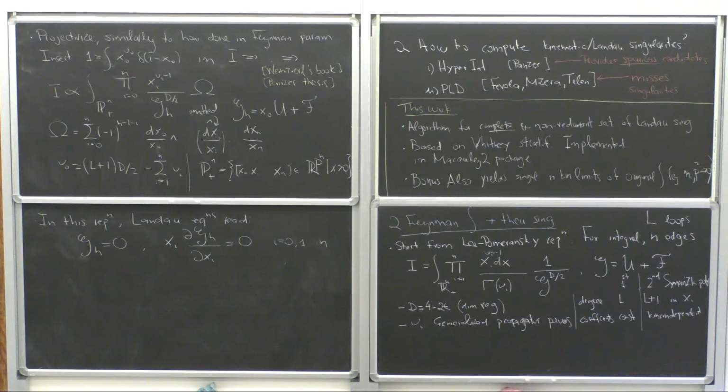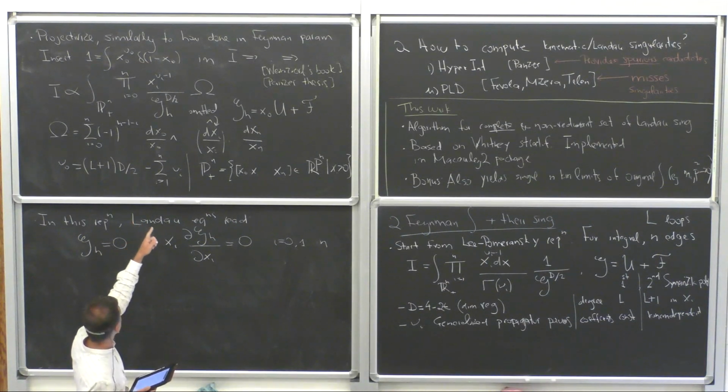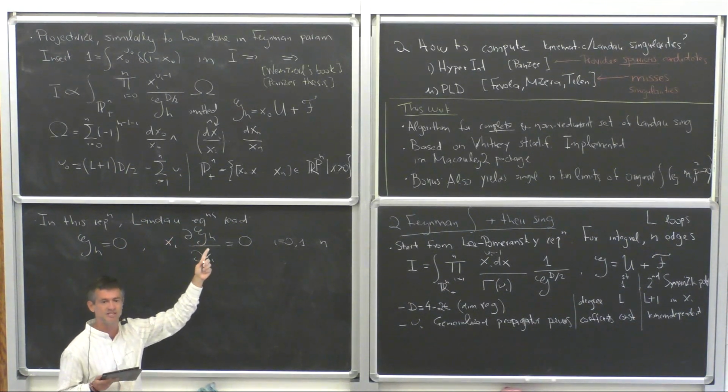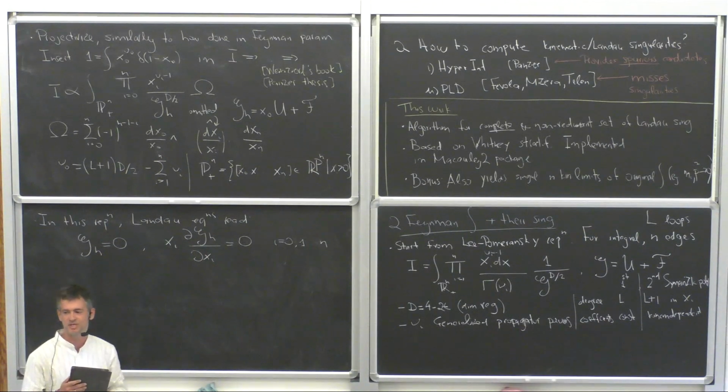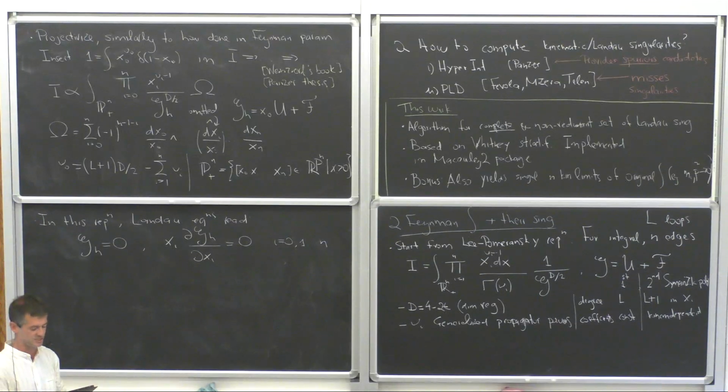And for the experts, you see that since I have x0 here, one of the solutions is that u equals 0, so this also catches all types of Landau singularities, type 1 and type 2, not just type 1.